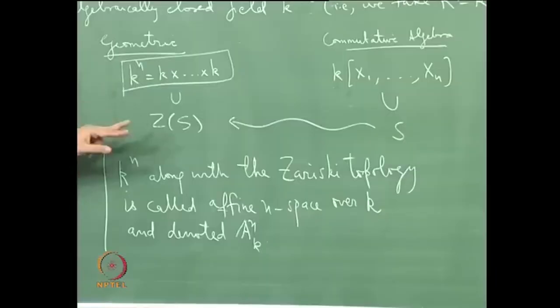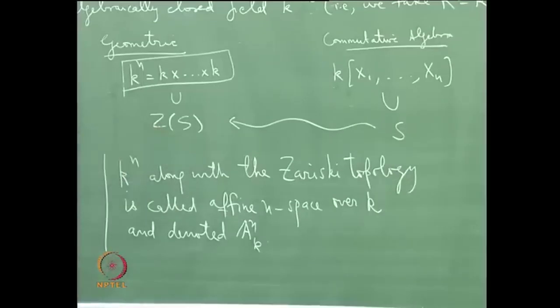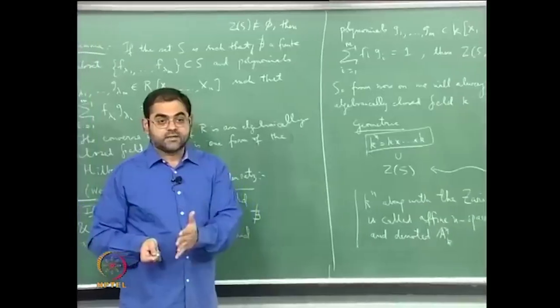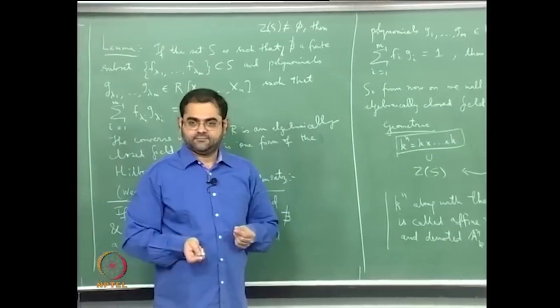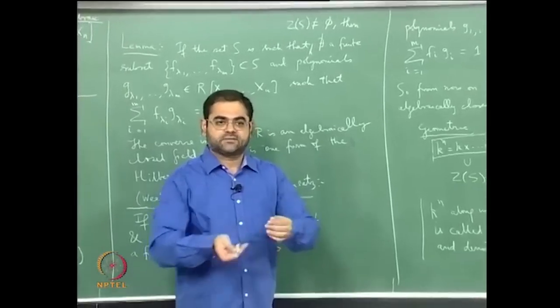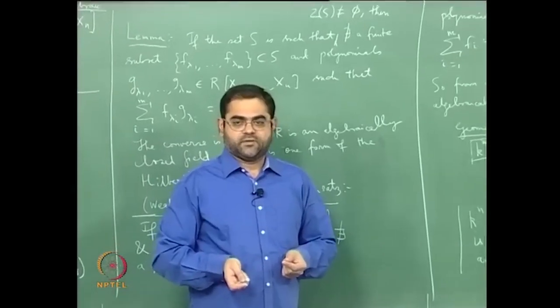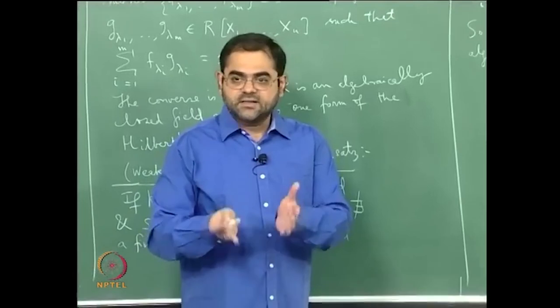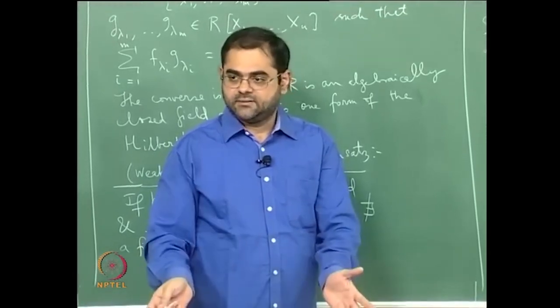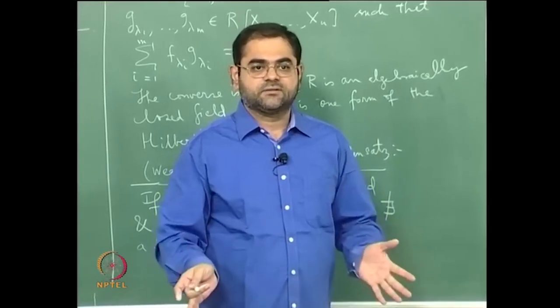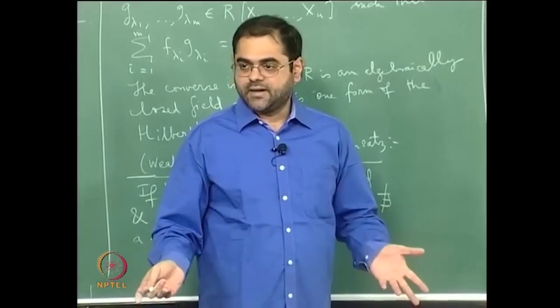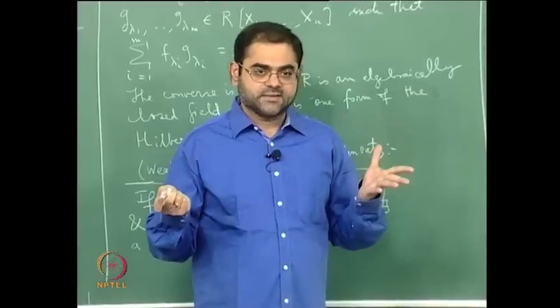So what that will tell you is, what are the open sets? The open sets will be loci where functions don't vanish. For example, the locus where a single function vanishes is a closed set, and the complement of that, the locus where the single function does not vanish, is an open set. Okay, and this is in tune with our common sense.